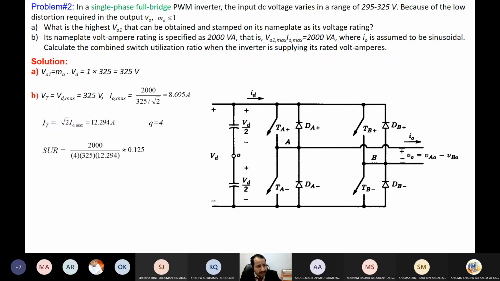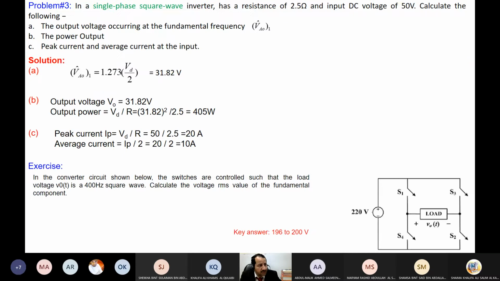Now I will skip this problem because it's similar to the one we discussed in the session. Whether it is half bridge or full bridge, it doesn't matter. We just need to substitute into the switch utilization ratio. We have the formula, we substitute it, and then we can come up with the switch utilization ratio. But I will go to this one.